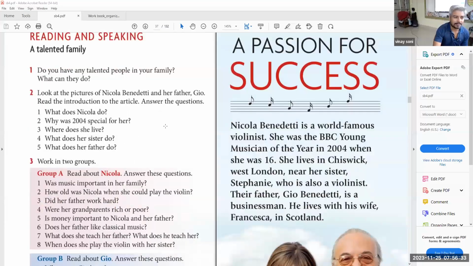A talented family. Do you have any talented people in your family? What can they do?